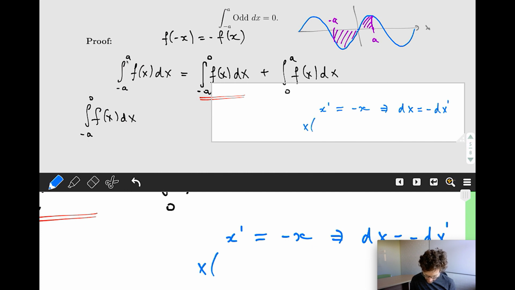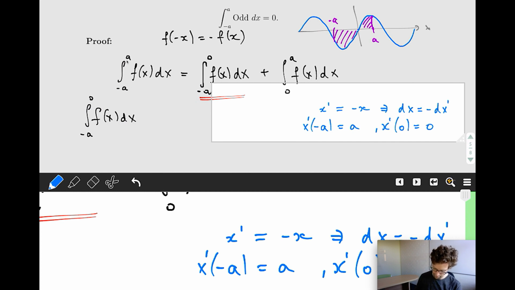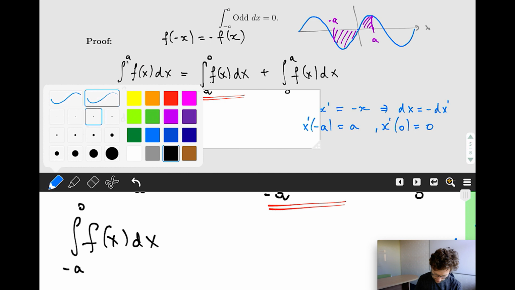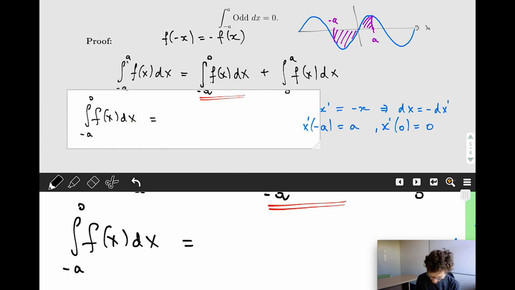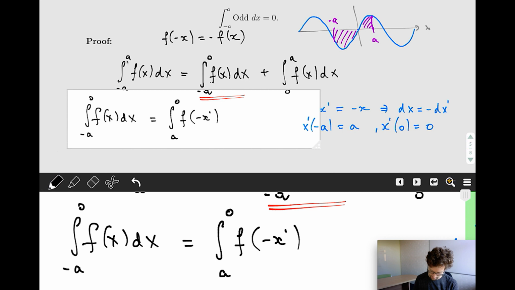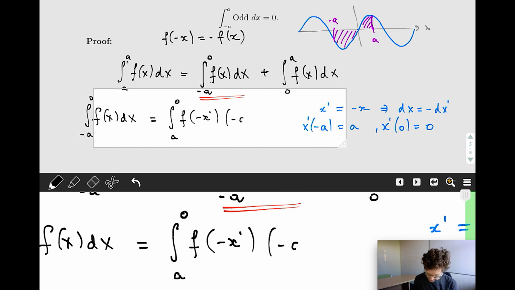The value of x at the limit of integration at the bottom, when x is equal to minus a, will be a, and my limit of integration at the top will be minus 0, which is 0. So my integration here is going to be replaced with the integral, replacing the bottom limit of integration with plus a, the top limit of integration with 0, f of, everywhere I see x, replace it with minus x prime, and dx is going to be minus dx prime.